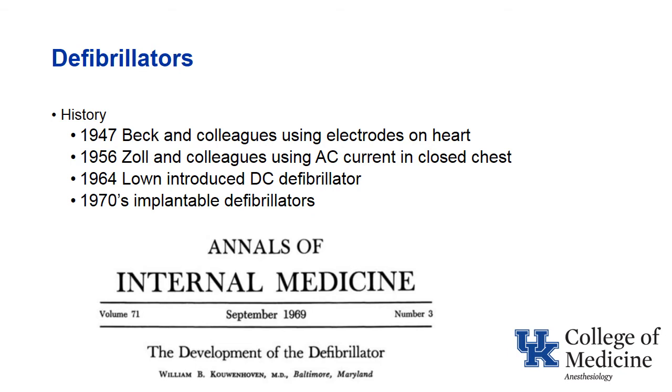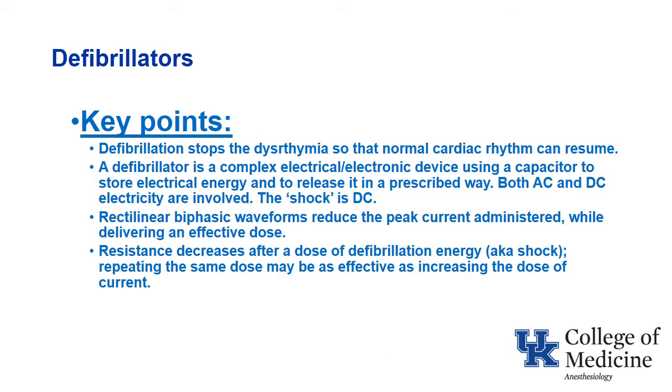So, one slide on the history of defibrillators. And these are the key points about defibrillators and defibrillation. Defibrillation stops the dysrhythmia so that normal cardiac rhythm can resume. A defibrillator is a complex electronic device using a capacitor to store electrical energy and to release it in a prescribed way. Both alternating current and direct current electricity are involved. The shock that is delivered is direct current.